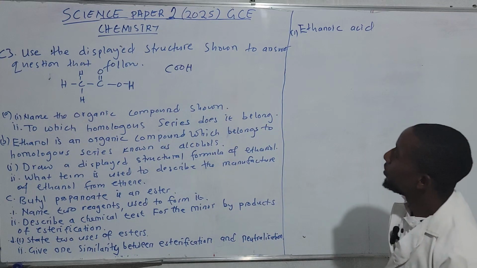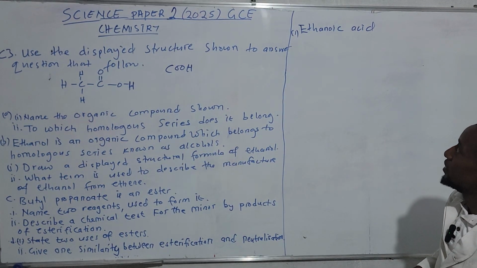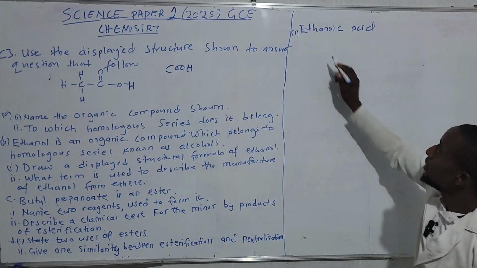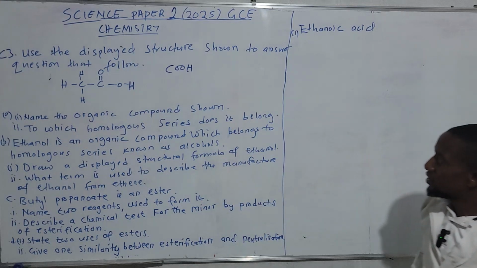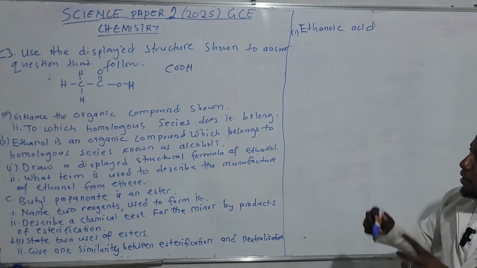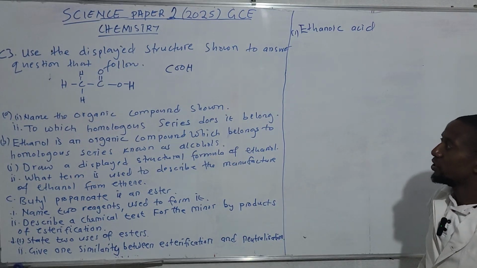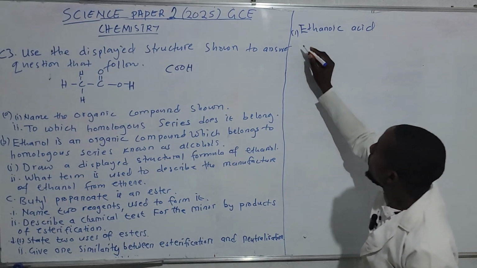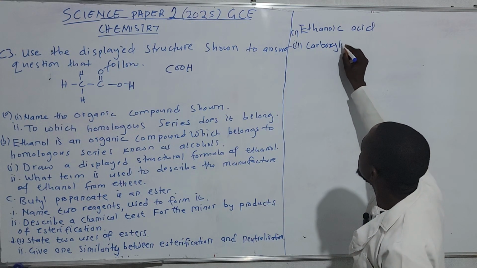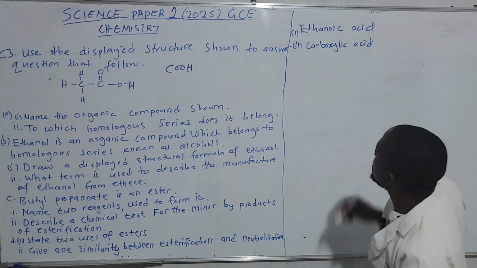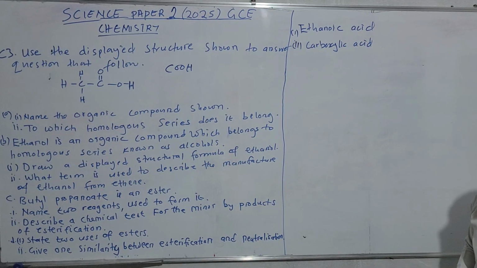So this organic compound is an acid. It is a carboxylic acid, and the name of this acid is ethanoic acid. Okay. So to which homologous series does it belong? By identifying the functional group, we know the homologous series. So this belongs to the homologous series called carboxylic acid. This is the homologous series where this organic compound belongs.